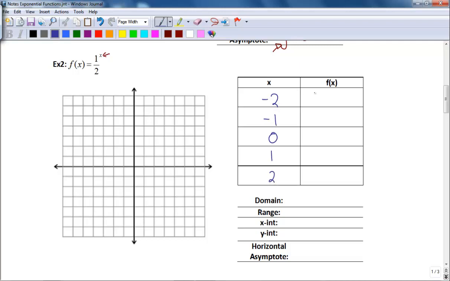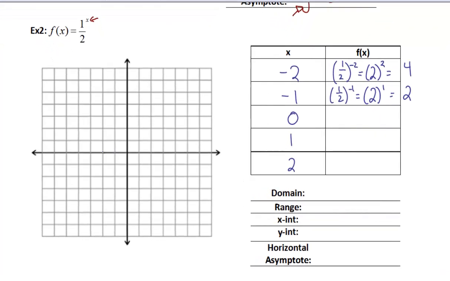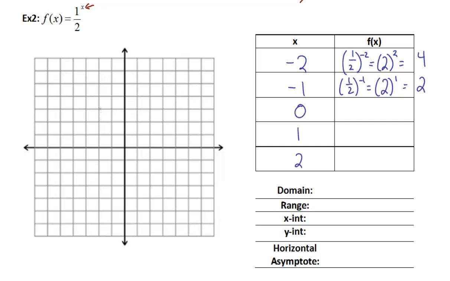If I take 1/2 and raise it to the negative second, I need to get rid of my negative exponent, so I take the reciprocal of 1/2, which is 2, to the positive second, and this gives me 4. 1/2 to the negative first: again, get rid of the negative exponent, so 2 to the first, and I'm looking at 2. Let's put those 2 points on before we forget. Here's negative 2, 1, 2, 3, 4. And then we have negative 1, 2.